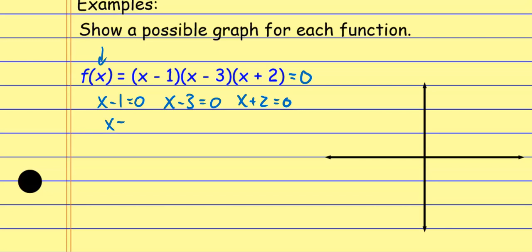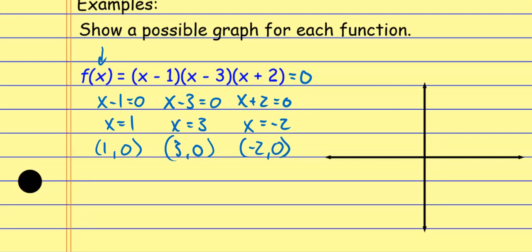Here I would add the 1, and here I would add the 3 and get x equals 3. And here I would subtract the 2 from each side and get x equals negative 2. And so each of these represents an ordered pair. This is the ordered pair (1, 0), (3, 0), and (-2, 0). Okay? So let me plot these over here.